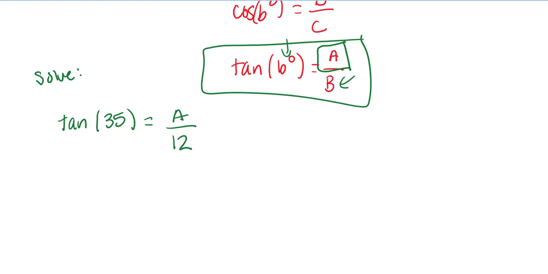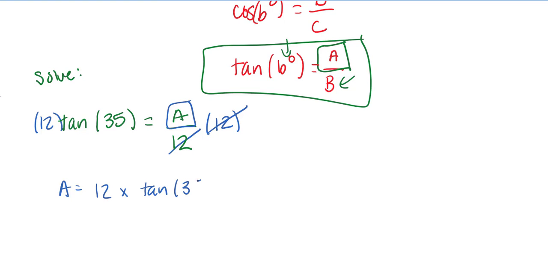What we'll do first is get rid of this 12 on both sides to get A by itself. So we multiply 12 on both sides, because whatever we do to one side, we do to the other. This gets rid of the denominator on the right-hand side. So now we're left with just A. And on the left-hand side, we're left with 12 times the tangent of 35 degrees. And that's what A is equal to. So A is equal to 12 times the tangent of 35 degrees.